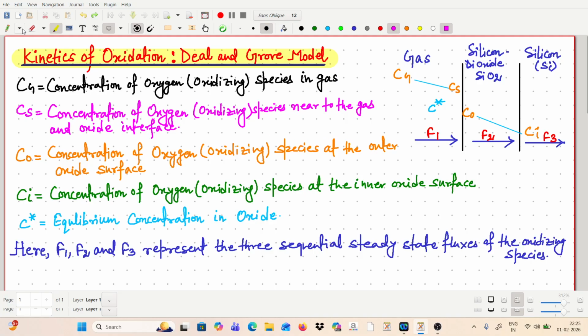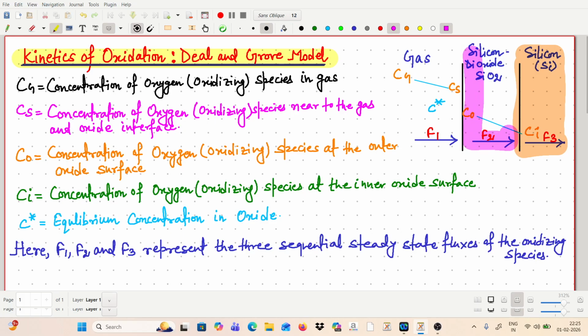The very first thing that we have to think about here is a silicon substrate. This side is our silicon substrate. After that there is an oxide formation. Silicon dioxide, SiO2, is formed when it is put in the oxygen ambient. So this side is our silicon oxide layer.